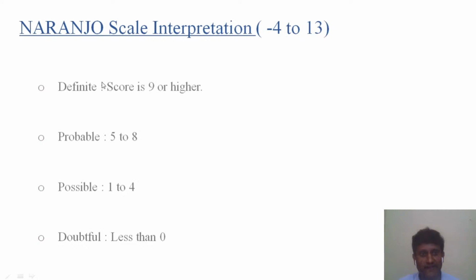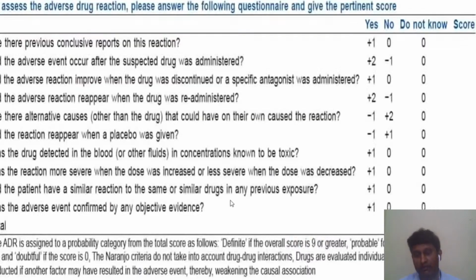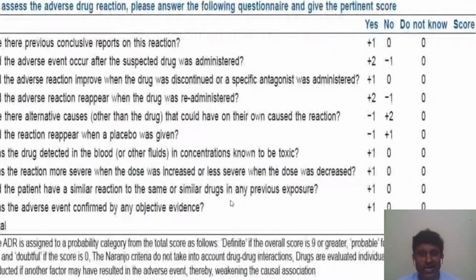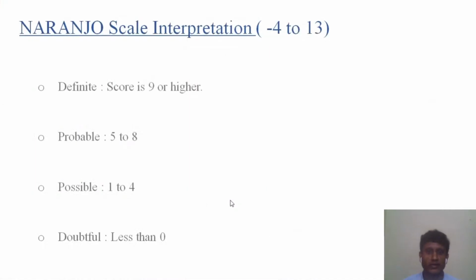We call it a definite adverse drug reaction when the score is more than 9. And probable 5 to 8, possible 1 to 4, and doubtful if it is less than 4. It can be -4, varies from -4 to 30. So this is the NARANJO score we can remember, and this WHO scale that we can remember to assess the possibility that this particular drug has caused this particular reaction.